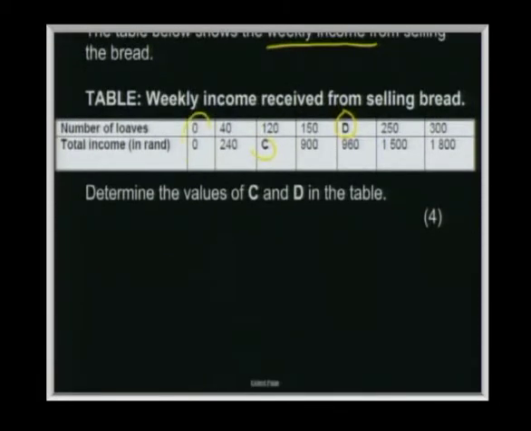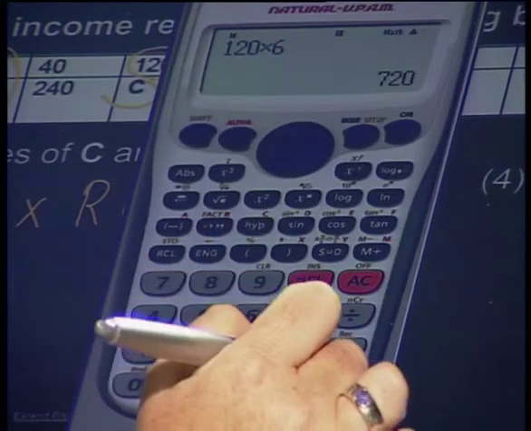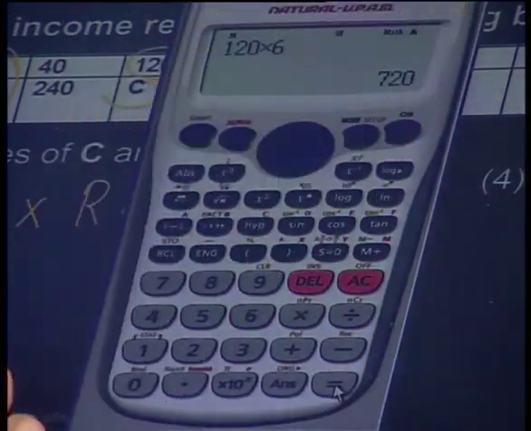So if I sold no bread, I'd earn no money. And if I sold 120 loaves, which is going to give me C, it's going to be 120 times my 6 Rand. So 120 times 6 gives me 720.